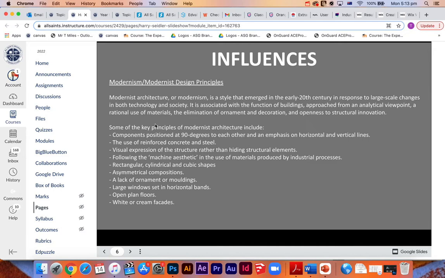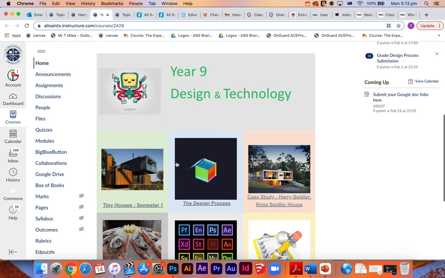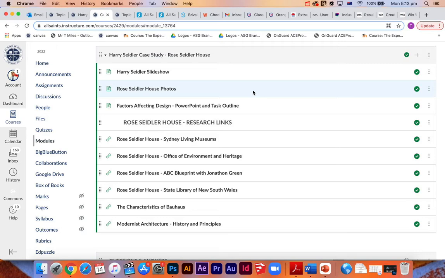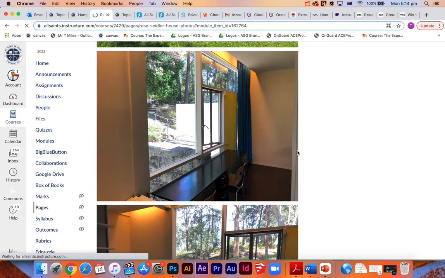So some of the key principles, and we'll go through these together. Components positioned at 90 degrees to each other. And maybe what we'll do is have a look at some images of the Rose Seidler house, just as an example. Because I can talk about this at length, but unless I'm showing you what it looks like, you might not pick up on what I'm talking about. You might get a different idea. So here's some photos that I took when I went there just to show last year's class. So let's have a look at that.